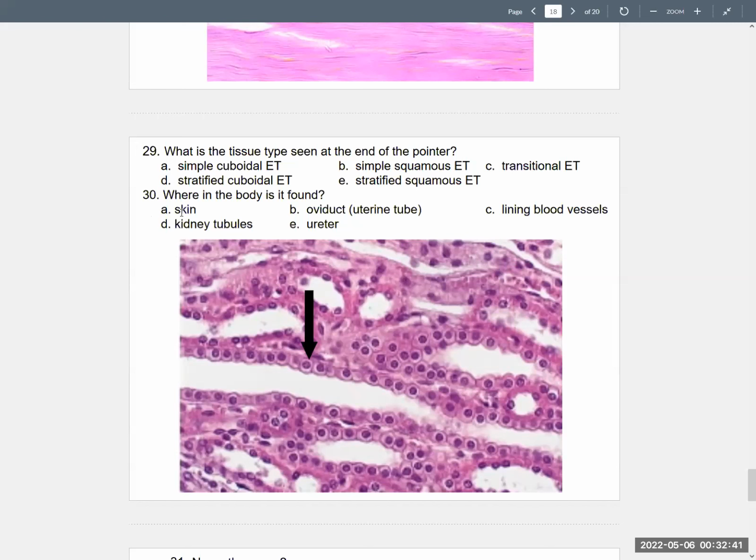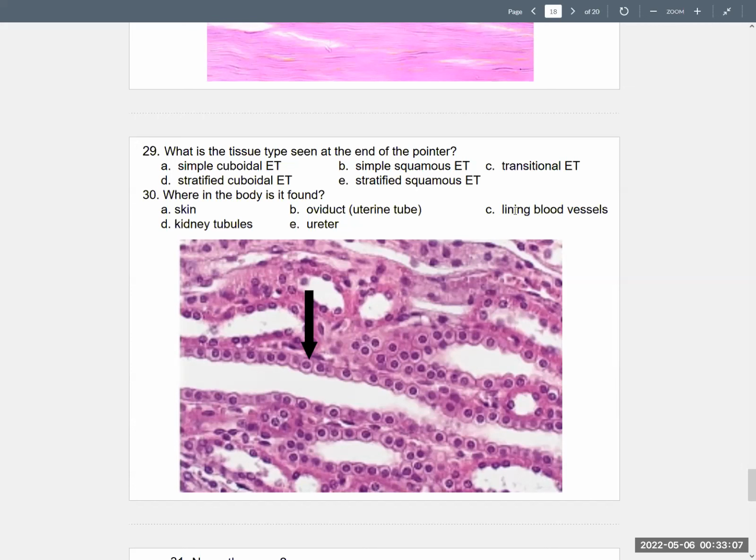It's not going to be in the skin. The skin epidermis is stratified squamous. The dermis is dense irregular. You're not going to find it in the uterine tube. The uterine tube or oviduct is going to be lined by transitional. You won't find it lining the blood vessels either. There'll be squamous cells lining the blood vessels.